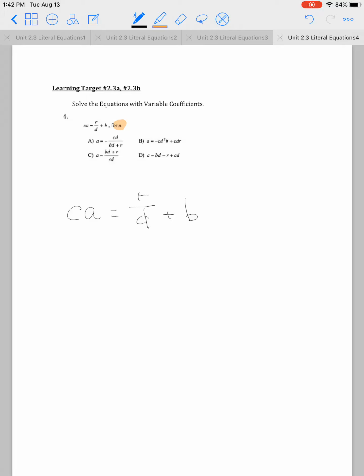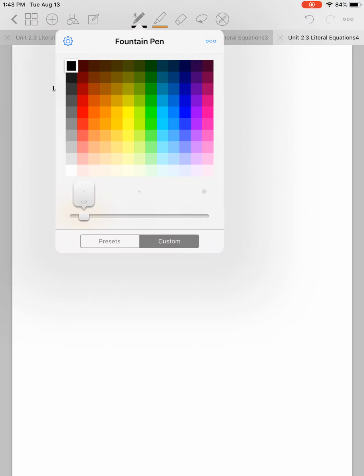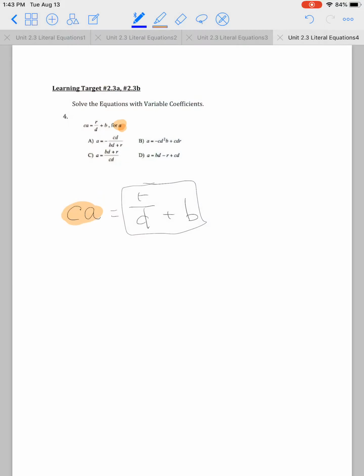We know on the left-hand side, this c times a, to get a by itself, like they ask us to, we need to get rid of that c. But we've got some pretty ugly stuff over here that if we divide by c, many of us may not know exactly how that's going to work. So instead of dividing by c, another way is multiplying by its reciprocal. In other words, multiplying by 1 over c.